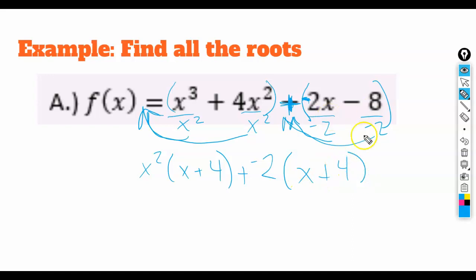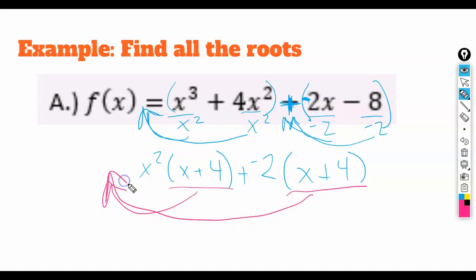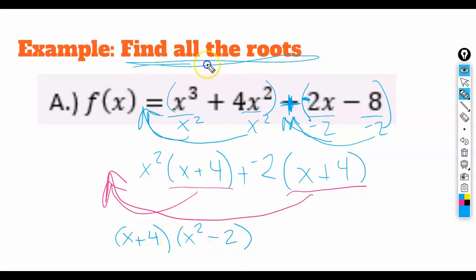And that's important because if I had not pulled out a negative, these 2 would not have turned out to be the same. But they are the same, and so now they're a common factor, and that's what I want to undistribute and pull up to the front. So now I'm going to have x plus 4 as that common factor, and what I'm left with is x squared minus 2. So this is the factored form.